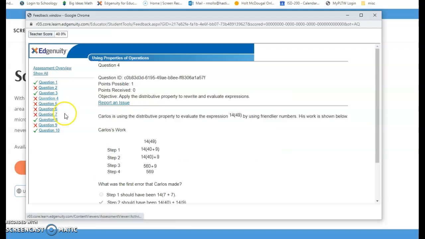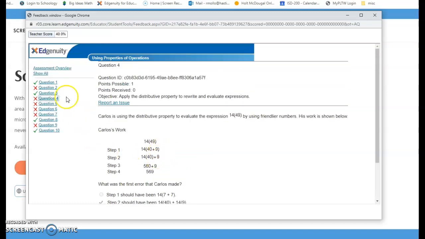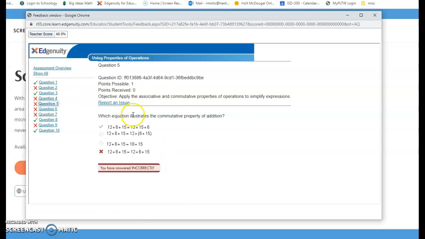All right, number 4. So we're going to be using the distributive property. So kind of like I said, we're going to split this up. So we're going to distribute the 14 to the 40 and then the 9. So step 1's good, 40 and then the 9. Step 2 is where we make our mistake here. I'm distributing it to the 40, but we forgot to distribute it to the 9. So it should have said 14 times 40 plus 14 times 9. So forgot to distribute to that 9 as well.